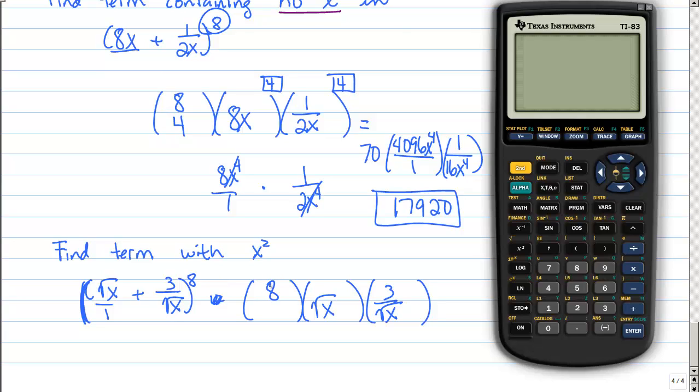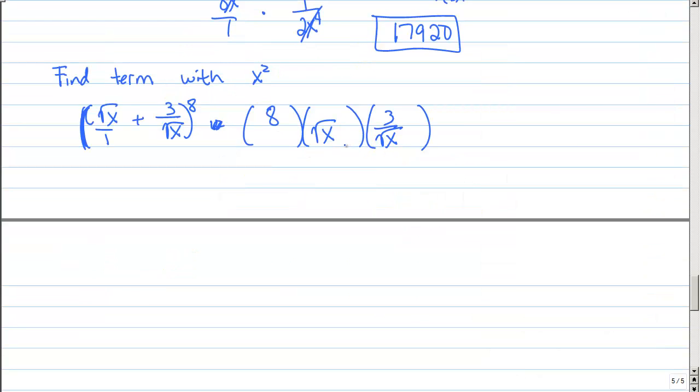So now I've got to start playing with, well, what's going to happen? What are all your possibilities? Well, your possibilities are that this could be an 8 and that could be 0. Well, what would that give you? The square root of x to the 8th power is going to be x to the 4th divided by no x's. Well, that's going to be x to the 4th, so that won't work.